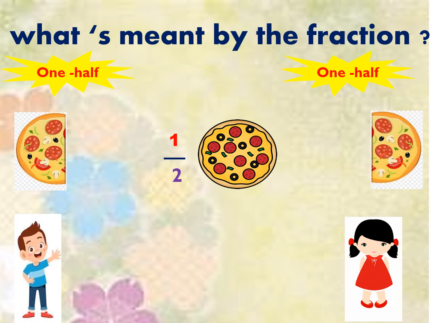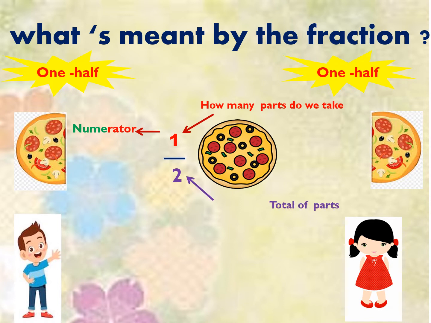I can say one half or 1/2. And 1 means how many parts do we take? The boy takes 1 and the girl takes 1. So I will write 1. And 1 is called the numerator. We can divide the word: numerator. And 2 means the total of the parts, that the pizza is divided into 2 parts.